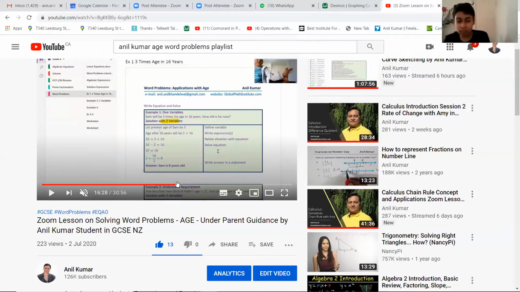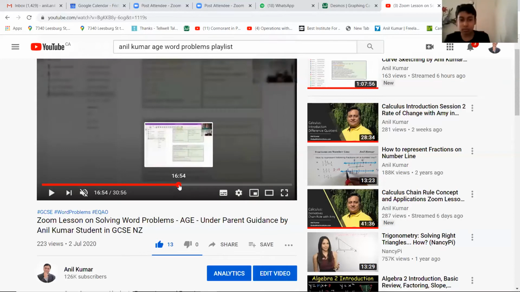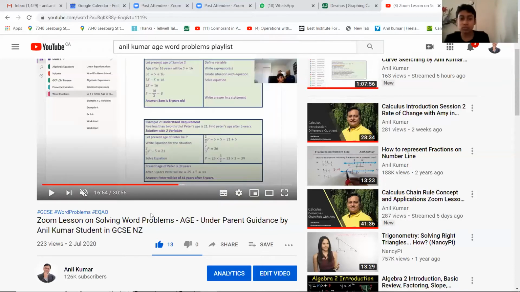Okay, where is example two? There you go, example two. 5 less than 2/3 of Peter's age is 21. Find Peter's age after 5 years.